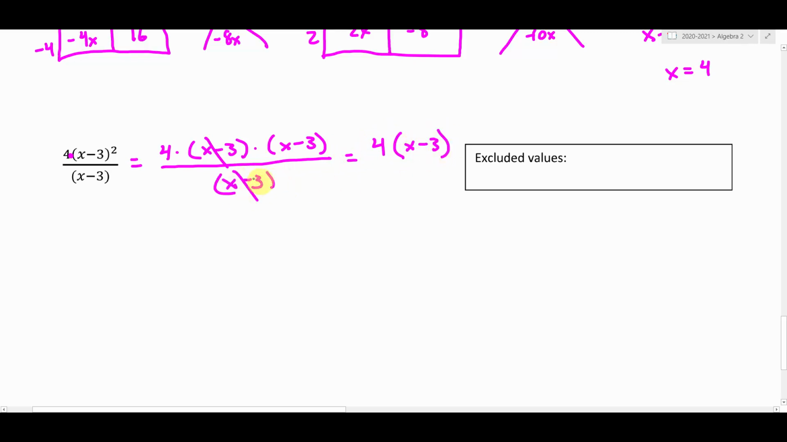But we have an excluded value from this guy in the bottom. Right? So if I take x minus 3 equals 0, we would find x equals 3. So 3 would have to be excluded from the domain.